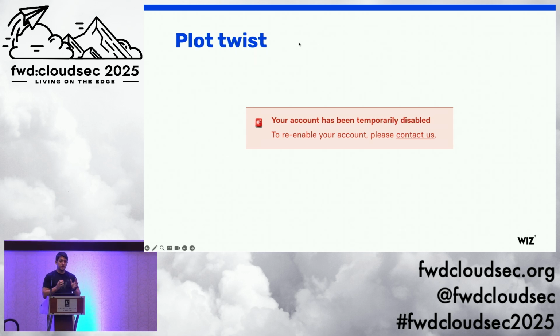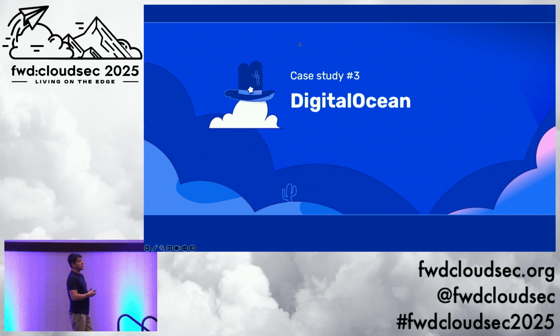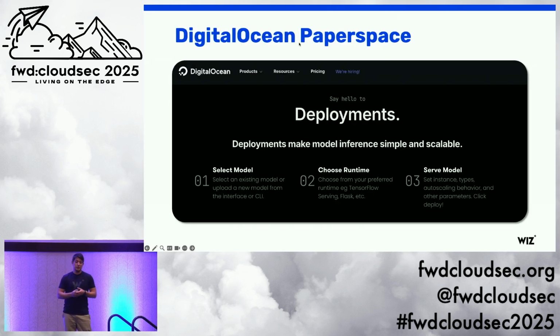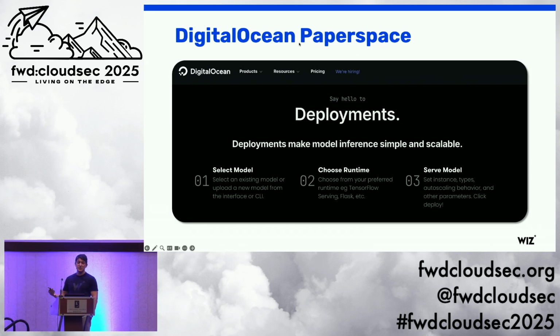Really great job here, Replicate, on identifying our actions in your network, taking action to disable the account, and reaching out to us. The last case study is going to be DigitalOcean. In DigitalOcean, one of the services is called Paperspace Deployments, which is just like Azure Container Instances. You upload your image, and it's going to be run by Paperspace Deployments.